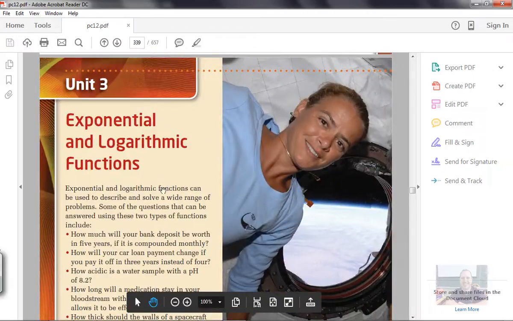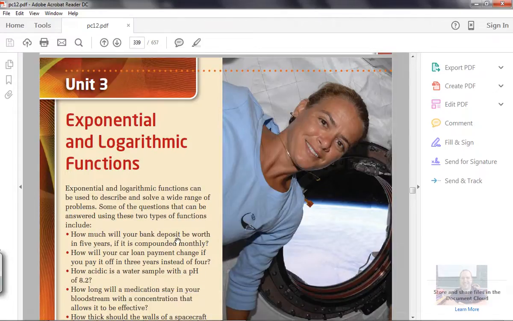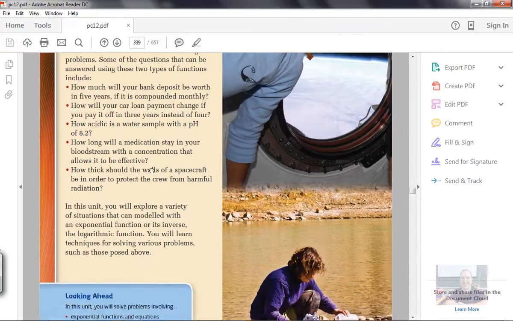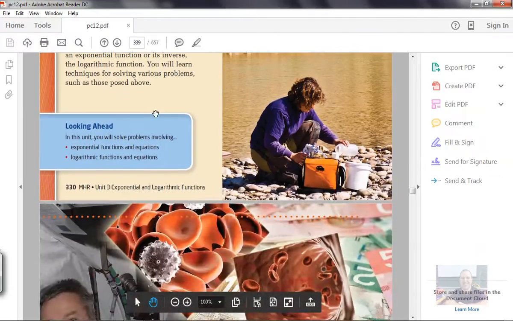There's a little bit here on exponential functions and why we need them. They can be used to describe and solve a wide range of problems. Some of the questions that can be answered are such. How much will your bank deposit be worth in 5 years if it's compounded monthly? So we're talking about exponential growth. It's not a straight line. It's a different shape of a graph. How will your car loan payment change if you pay it off in 3 years instead of 4? How acidic is a water sample, and so on. All these different types of questions.